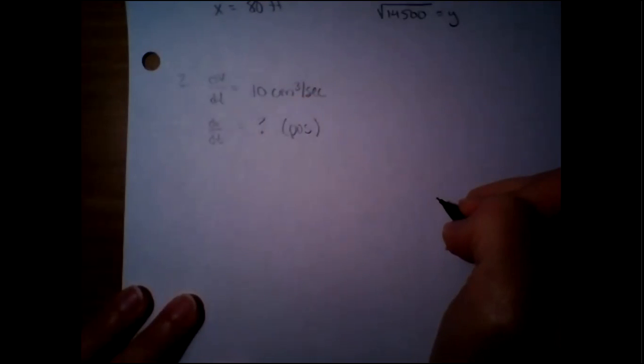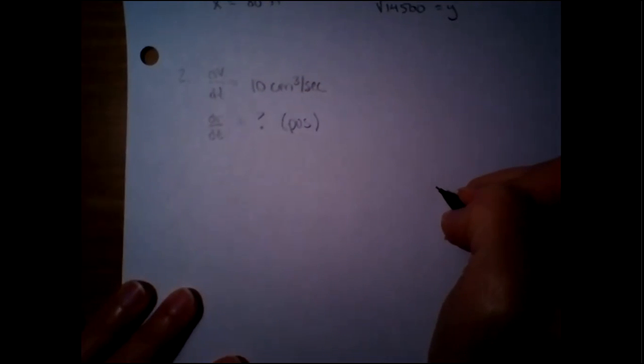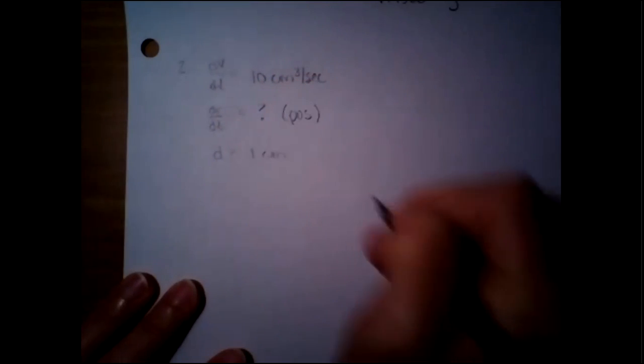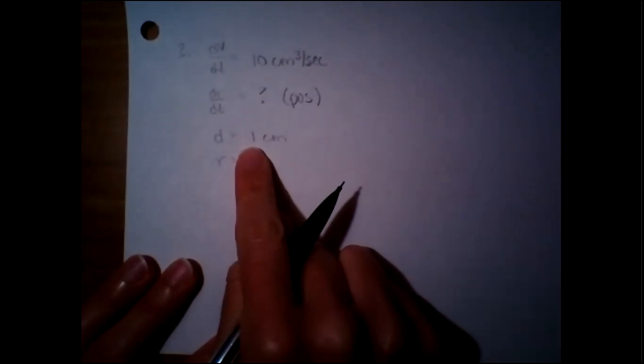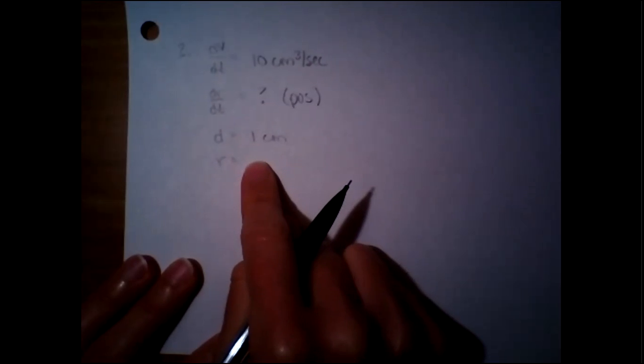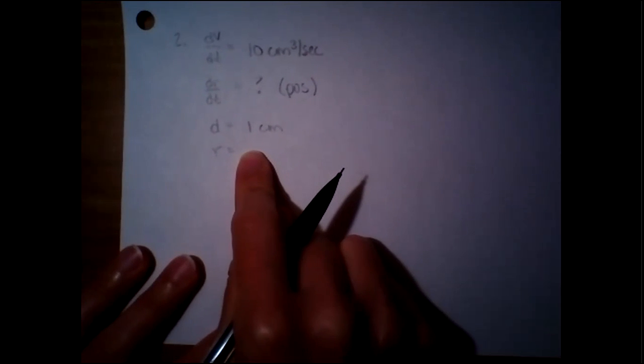Yeah, good, positive, awesome, because the balloon is filling up. Nice job. All right, and then we have to pause, and it said when the diameter is 1 centimeter. So here, this is a little tricky. They gave us the diameter, but we're talking about the radius. That's okay, we can get it really easily. If the diameter is 1, what is the radius?